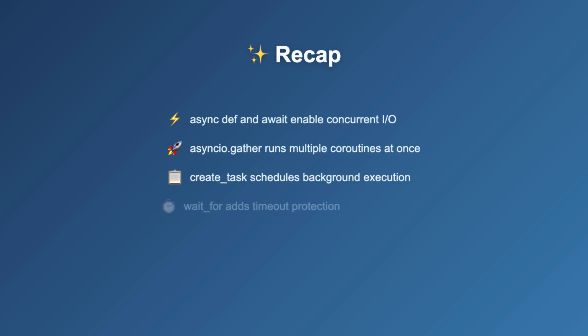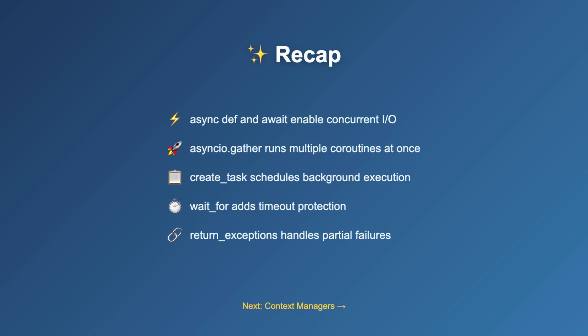Let us recap async and await. async def creates coroutines. gather runs them concurrently. create_task schedules background work. wait_for adds timeouts. return_exceptions keeps partial results when some calls fail.